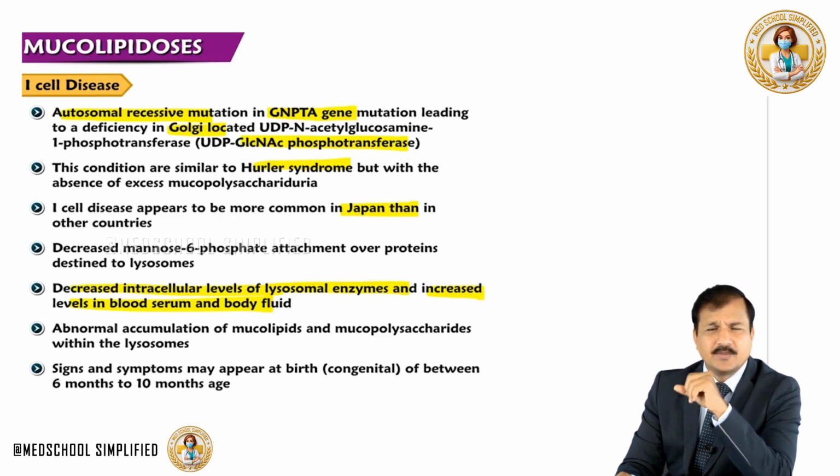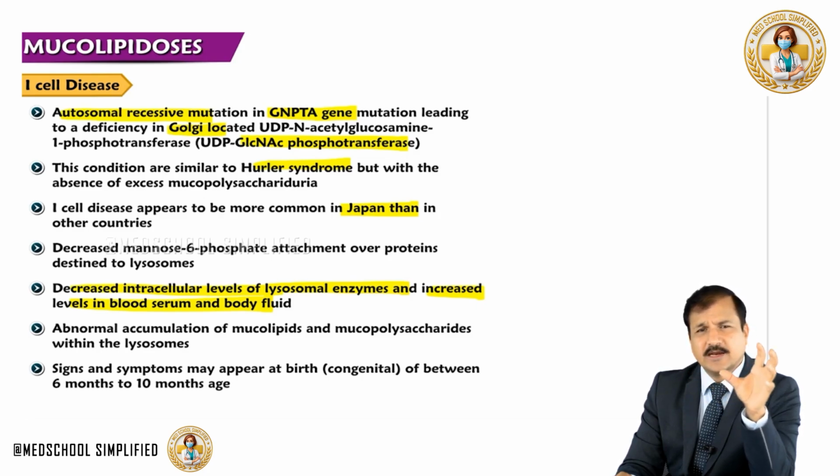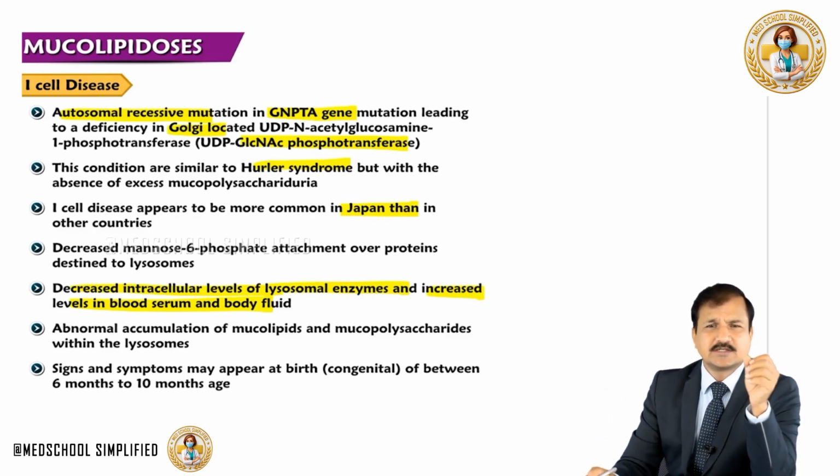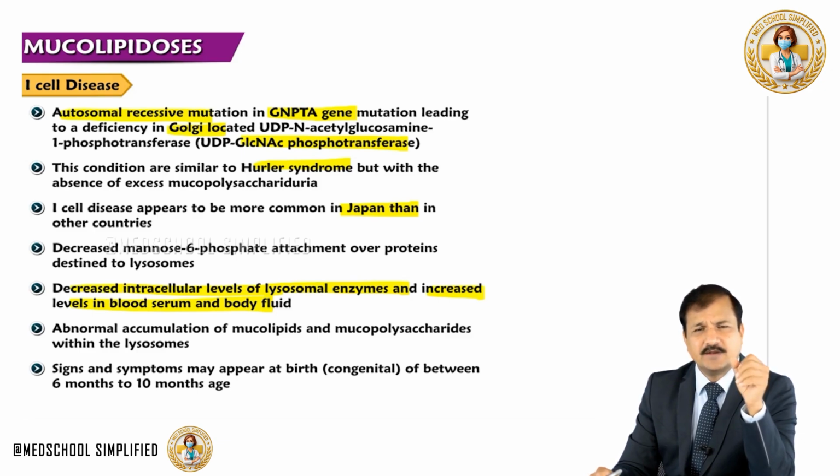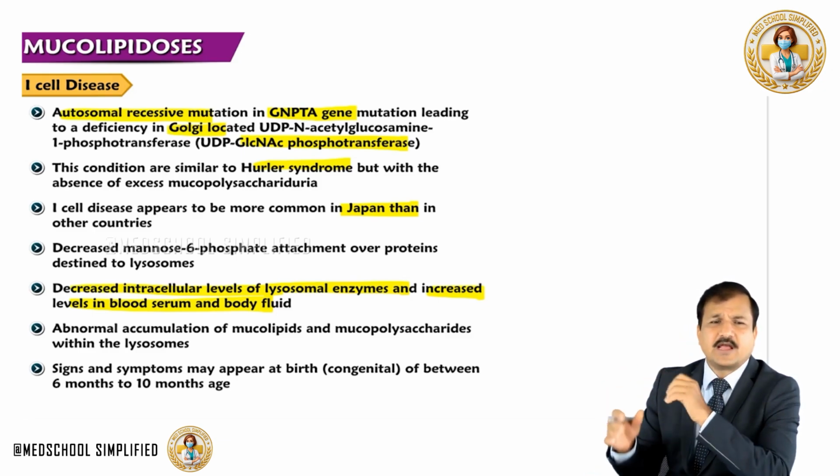So what happens in the lysosome? The things will get built up because necessary enzymes are not there to degrade the material that is coming to the lysosome. So lysosome continues to accumulate all kinds of material because of lack of enzyme.